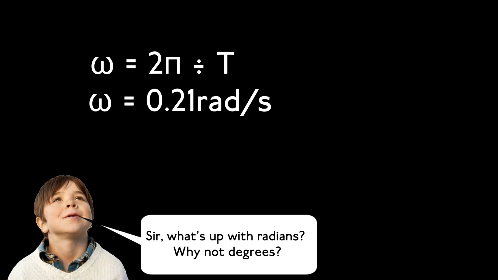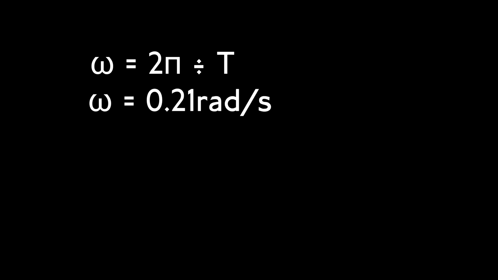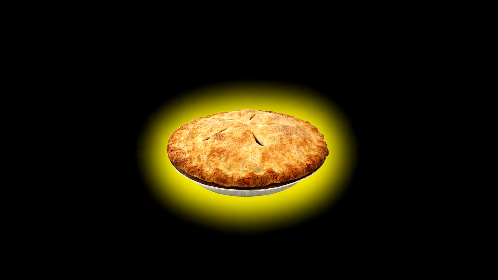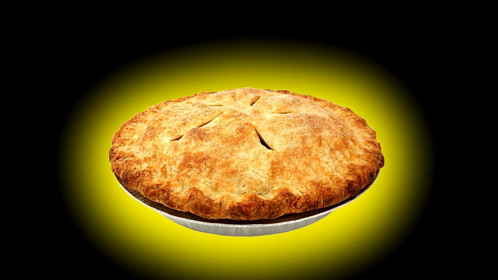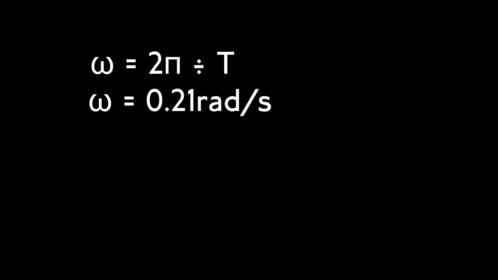Sir, what's up with radians? Why not degrees? Great question, Jimmy. 360 is a bit of an inconvenient and unrelated number when describing a circle, so we use a property found in all circles. Pi. In fact, 2 pi.